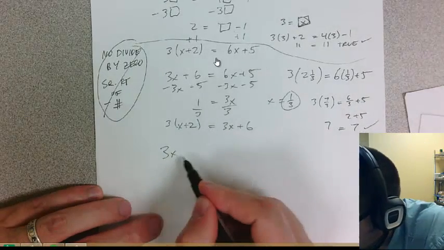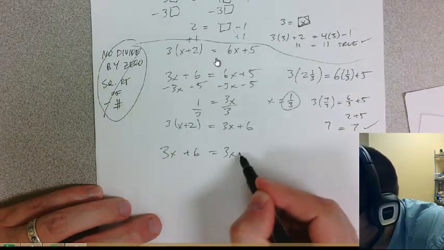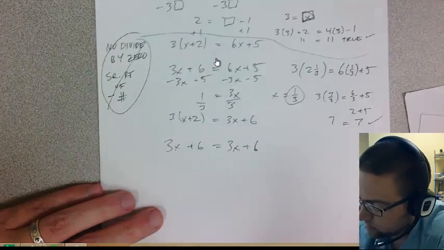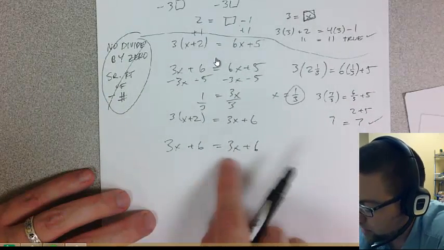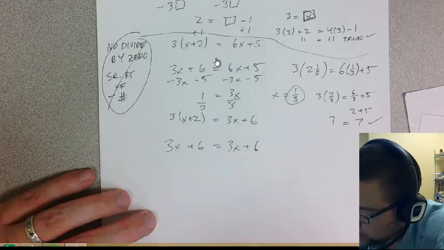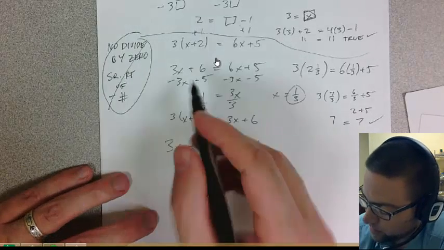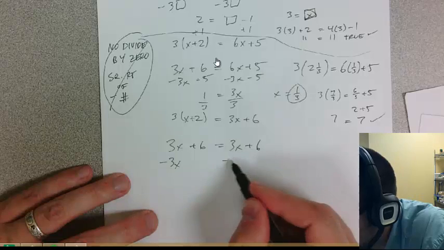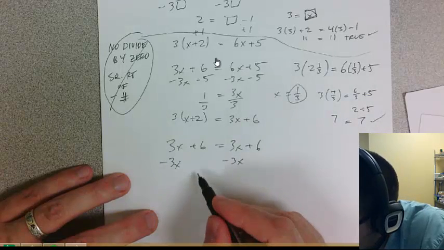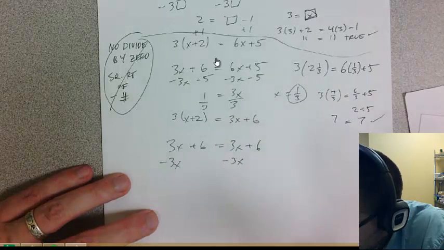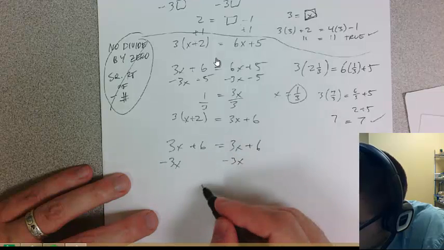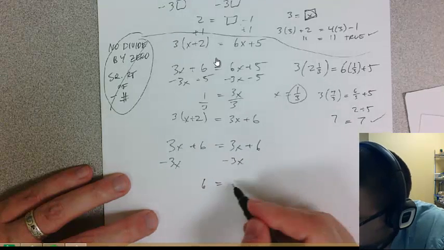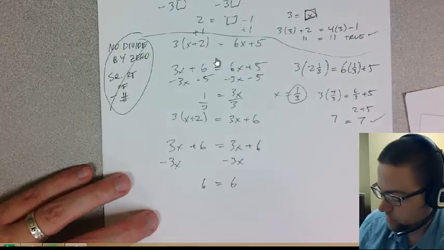Now I'll do this again. So 3x plus 6 is equal to 3x plus 6. Well, anybody could have told me that. I would have said, yeah, that's true. But let's go ahead and do our manipulations just like we would have done before. Let's subtract 3x from both sides. So we get 3x minus 3x, which is just 0 x's, is equal to 6. And 0x is equal to 6, so I get 6 equals 6.